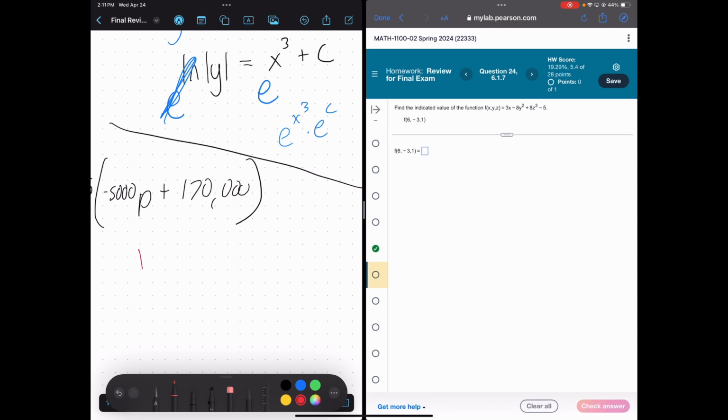Number 24. So we have now reached chapter 6 stuff. The last 5 questions are all chapter 6, which means we're dealing with multiple variables in the rest of these problems. So 24 is just here's your multivariable function in terms of x, y, and z. Evaluate it at this point.